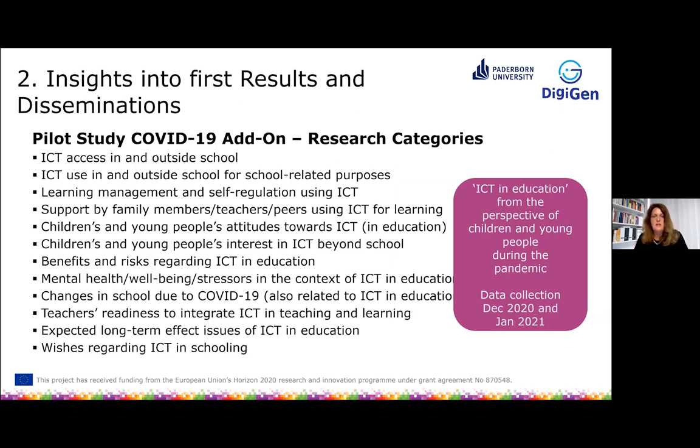Giving first insights of the results of the COVID add-on study, we have different research categories that we are referring to. This is, of course, what also Sarah said before, the ICT access in and outside schools, but we are going much more forward also. We are looking at children and young people's interest in ICT in school and beyond school. We are looking at aspects of mental health and well-being and stresses in the context of ICT in education.